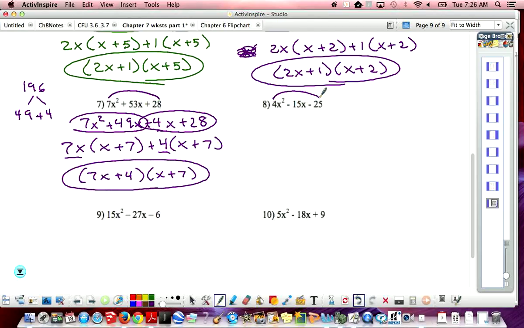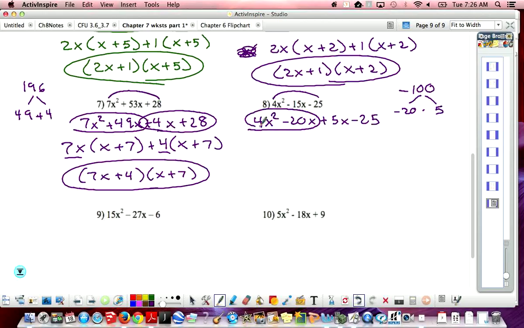All right, next one. 4 times negative 25 is negative 100. Now I need two factors of negative 100 that add up to 15. Well, negative 20 times 5, that would be negative 15. So I go 4x squared minus 20x plus 5x minus 25.